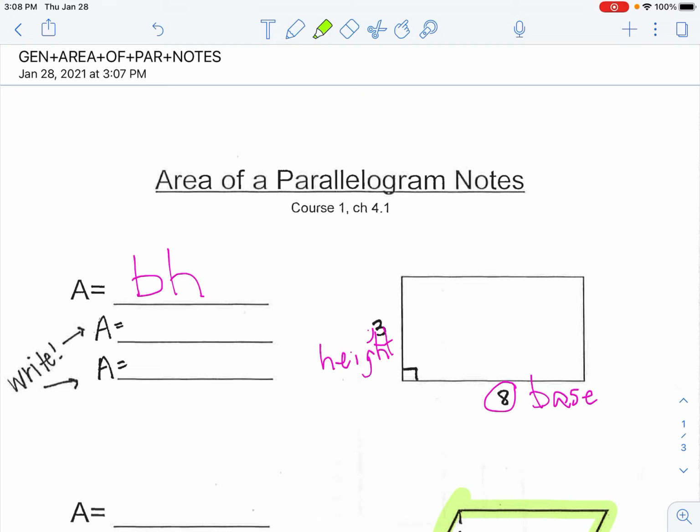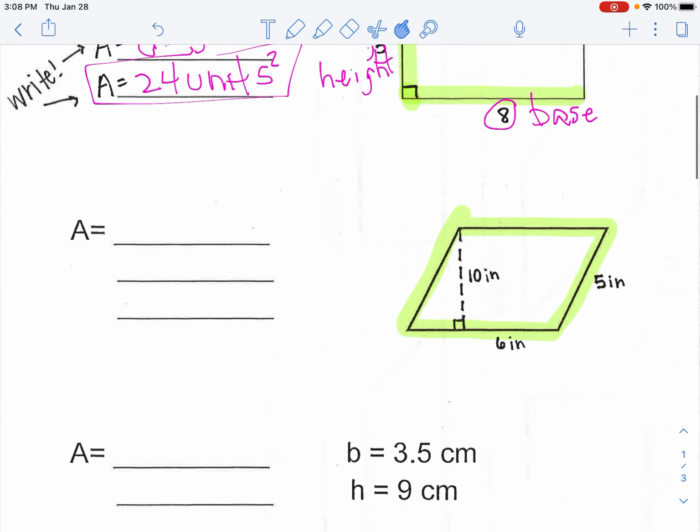All right, so we're going to have to multiply 8 times 3 to find the area of the rectangle. So 8 times 3 we know is 24. Now notice how it doesn't say 8 inches, 8 feet. So we're just going to call this 24 units squared. That would be our final answer for the rectangle.